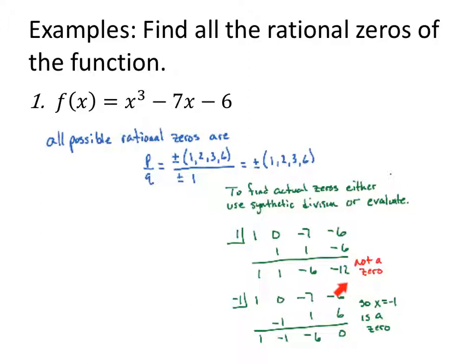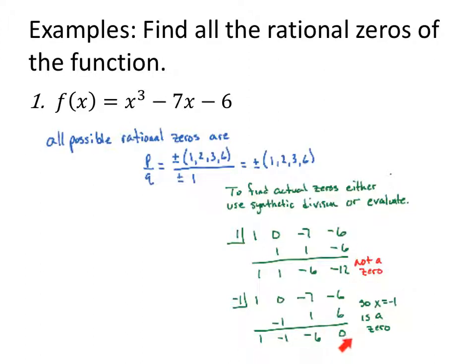And when I do my synthetic division, my remainder is not 0. So I know that this is not going to be a 0 of the function because the remainder is not 0. So I move on. What's the next easiest value? Negative 1 is. So I do synthetic division, and I get a remainder of 0. So I know x equals negative 1 is a 0 of this function. Guaranteed, because my remainder is 0.